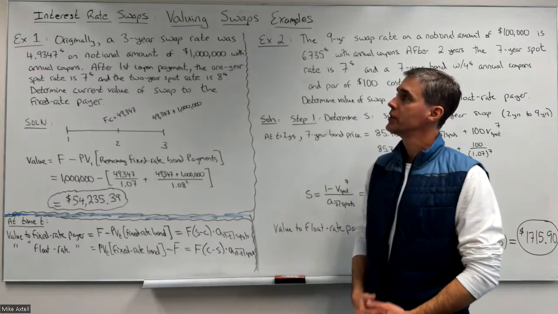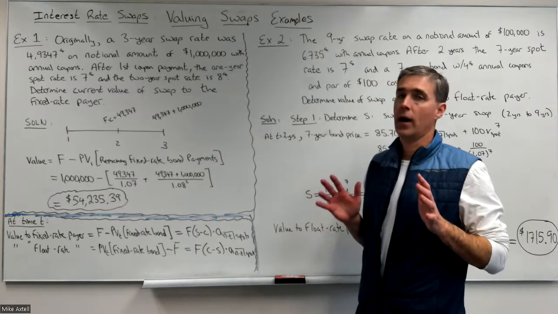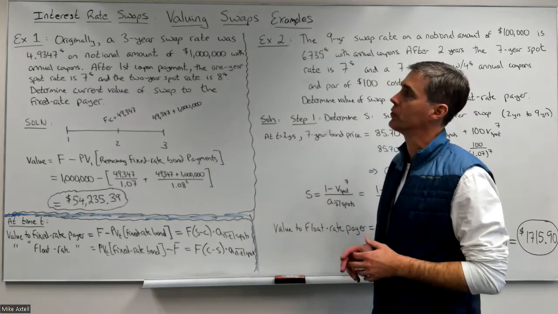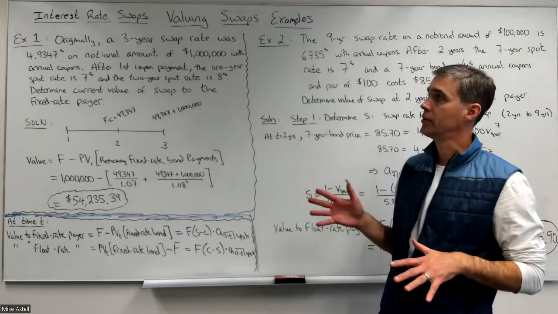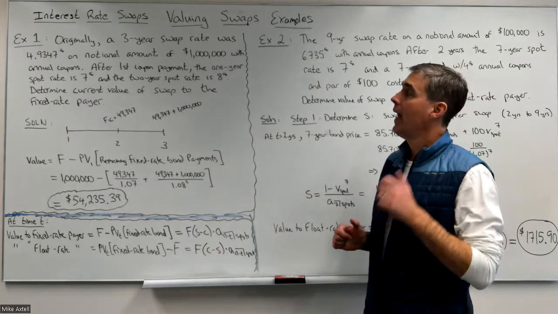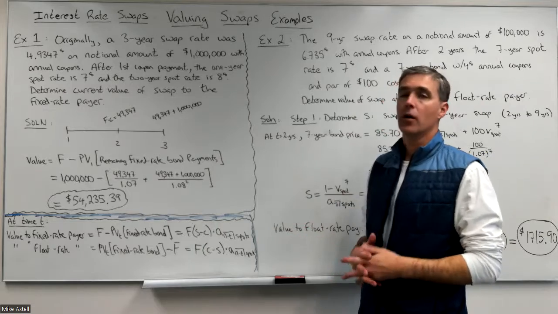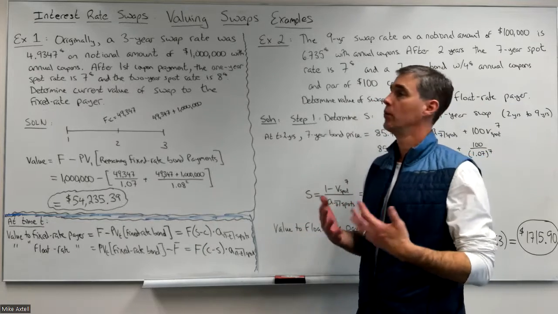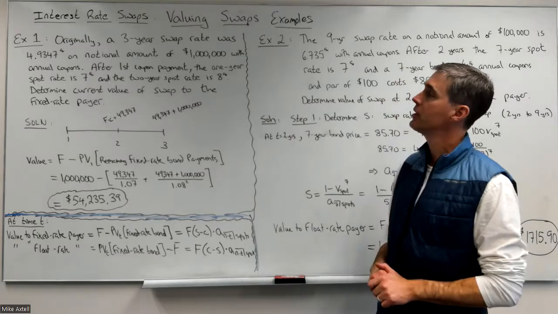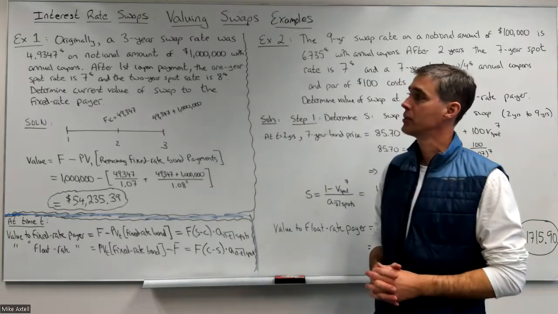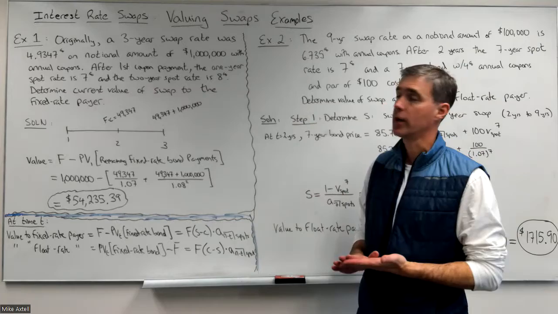All right, so in the first example, originally we had a 3-year interest rate swap. It was in effect and the swap rate was 4.9347% on a notional amount of $1 million, annual coupons. After the first year, after the first coupon payment has been made, we look at our Bloomberg terminal, we look at the stock market, and on offer is a 1-year spot rate of 7% and a 2-year spot rate of 8%. And let's determine the current value to the fixed rate payer.